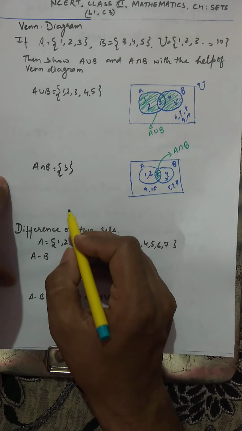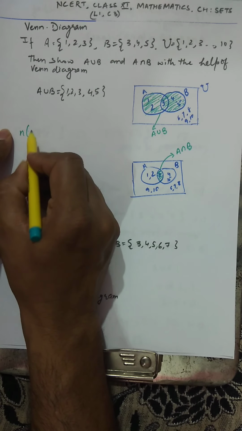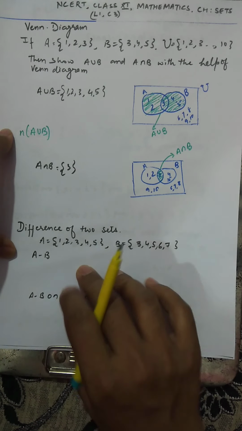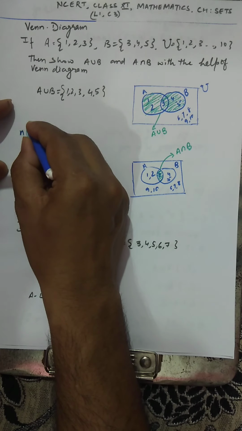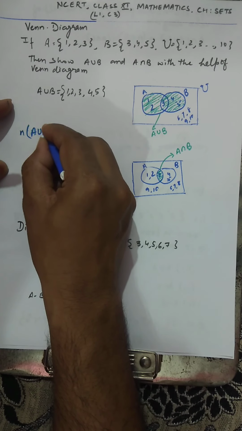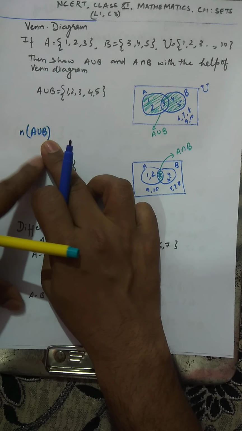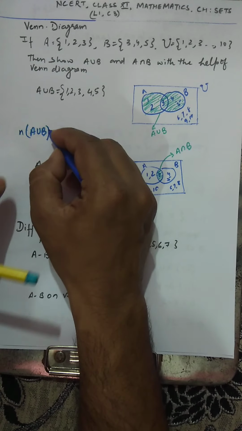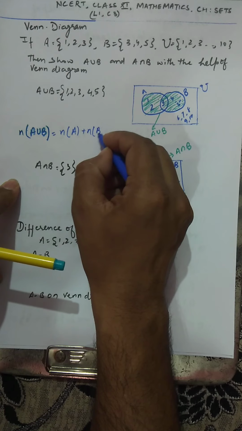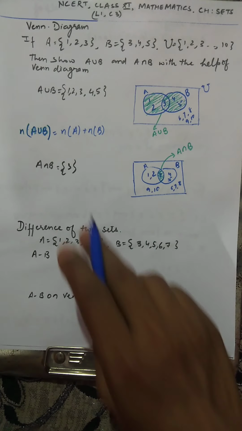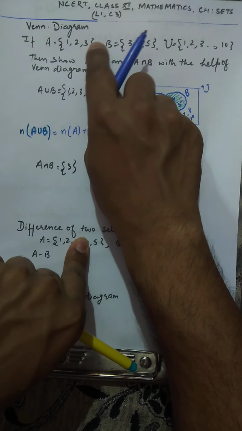See, I'm going to derive a very important formula for n(A union B), where n(A union B) means the number of elements in A union B. So n(A union B) means the number of elements in A union B is the number of elements in A plus the number of elements in B. But see for yourself whether this is right or wrong.